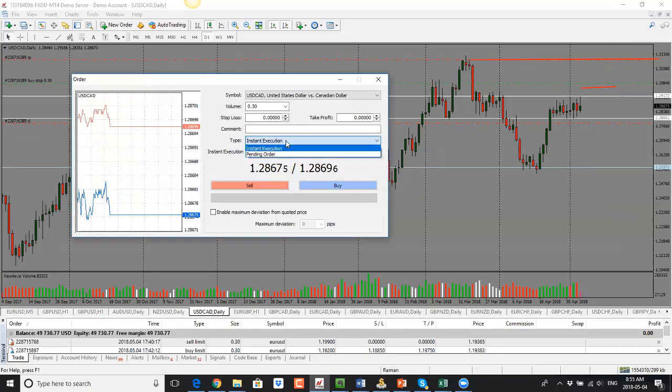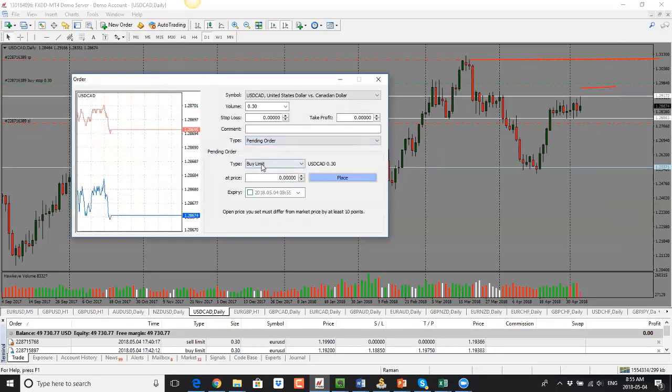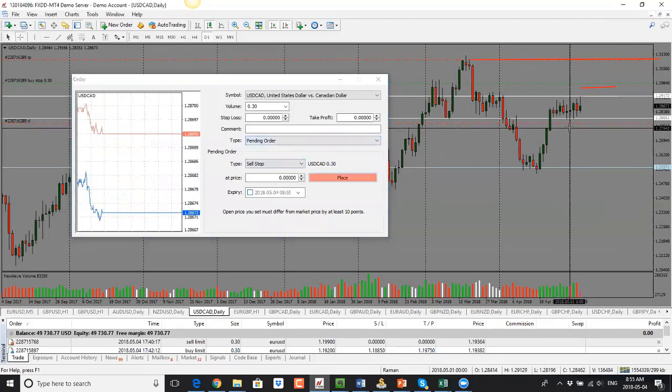We'll say type is pending order, and then we'll go to this here, sell stop. So basically, sell stop means we are selling below the current market price. So let's say we want to sell at 1.2740 level.